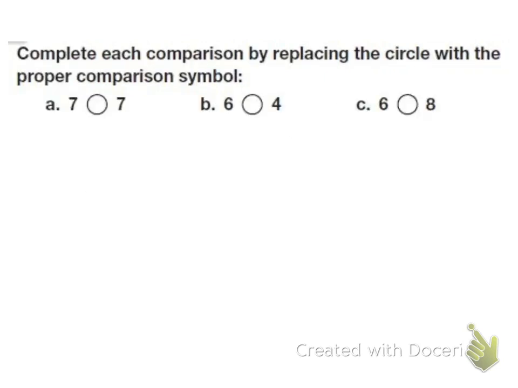This next question says, complete each comparison by replacing the circle with the proper comparison symbol. So on A, I have 7 and 7. So for this one, my comparison symbol is going to be the equal sign. 7 equals 7. Then I have 6 and 4. Well, 6 is greater than 4, so I'm going to use the greater than sign. Remember, the mouth should be facing the bigger number. Okay, and then I have 6 is less than 8, so I'm going to use the less than sign, again with the mouth pointing towards the bigger number.